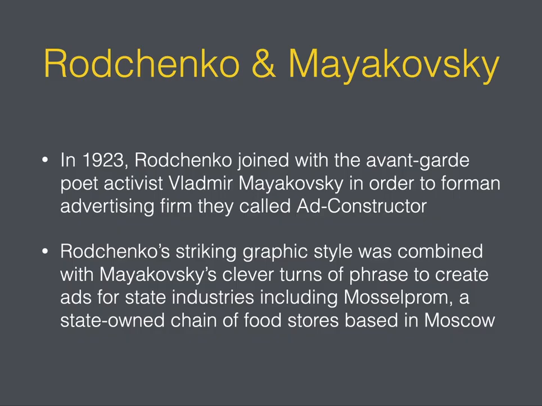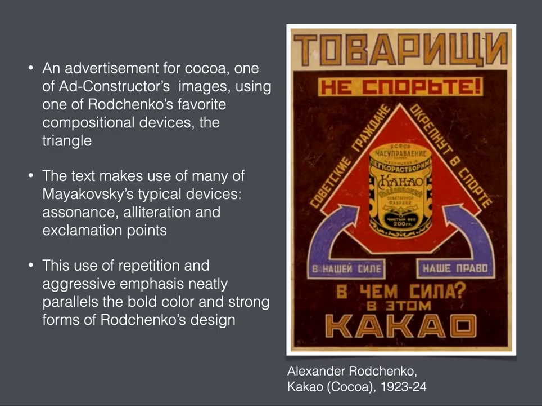In 1923, Rodchenko joined with the avant-garde poet-activist Vladimir Mayakovsky in order to form an advertising firm they called Ad Constructor. Rodchenko's striking graphic style was combined with Mayakovsky's clever turn of phrase to create ads for state industries, including Mosselprom, a state-owned chain of food stores based in Moscow. The foods sold at Mosselprom were generic government products, lacking specific brand names or labels, so they had to create an identity for the goods through the poster designs themselves.